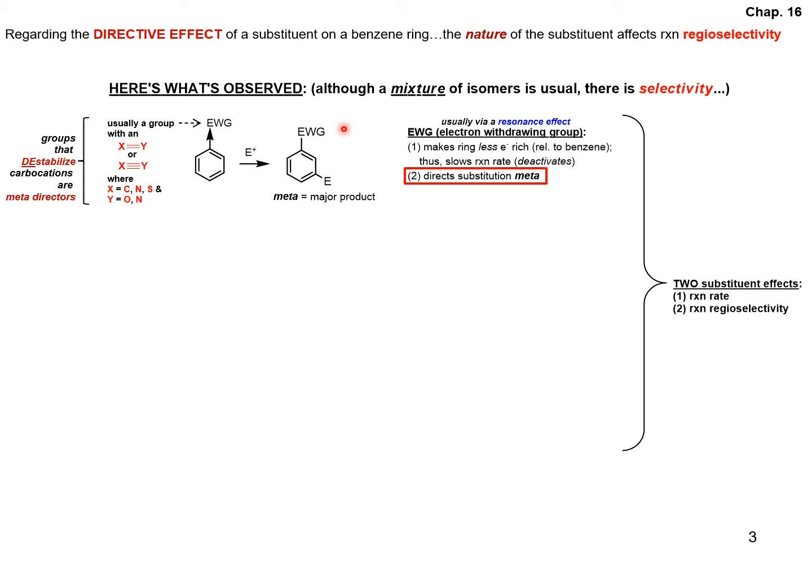And if you consider the general mechanism for electrophilic aromatic substitution, where the first step is the slow step, the rate determining step, and that step involves benzene acting as a nucleophile, it makes sense that if you have a group attached to the ring that's pulling electron density out of the ring toward itself, it's going to make benzene a poorer nucleophile and thereby slow down the rate of reaction.